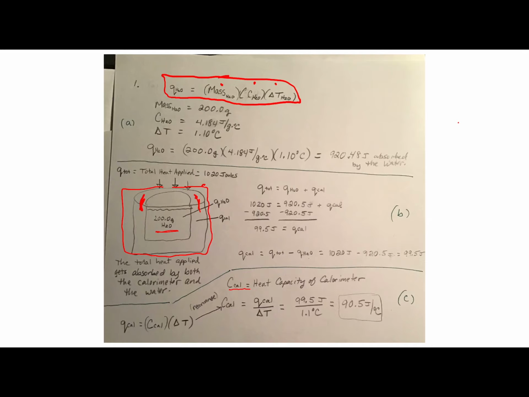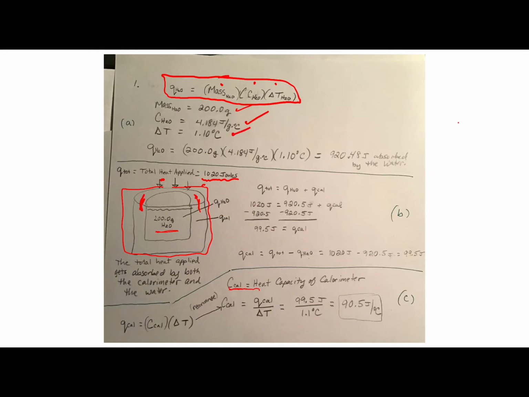Knowing that both of these items, both the water and the calorimeter, are going to be absorbing some of this total, in order for us to calculate the heat capacity of the calorimeter, we have to get what we can easily find information about. The problem gives us that the mass of the water is 200 grams. It gives us the heat capacity of water, which is 4.184 joules per gram per degree Celsius, and the temperature change of 1.10 degrees Celsius.